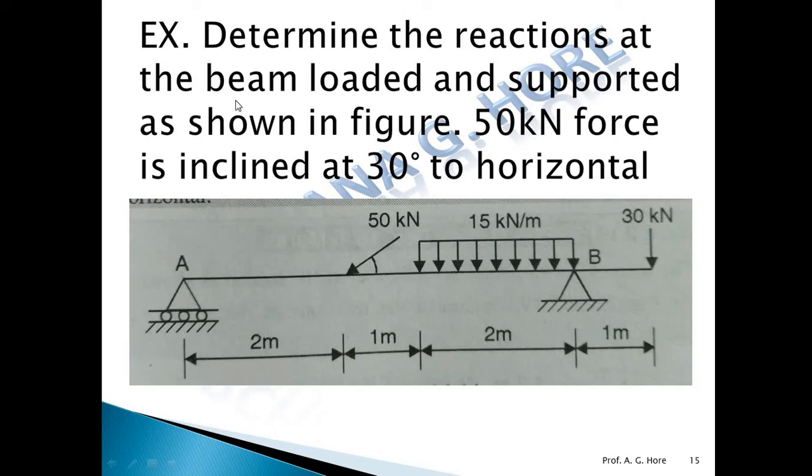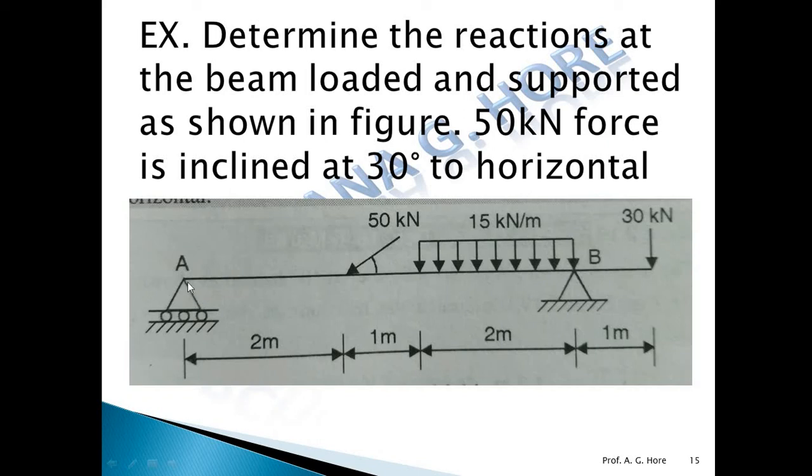Determine the reactions of the beam loaded and supported as shown in the figure. The 50 kilonewton force is inclined at 30 degrees to the horizontal. This 50 kilonewton force has an angle of 30 degrees, and there is one UDL from this point to point P. Over the span of 2 meters, the height of that UDL is 15 kilonewton per meter. B is a hinge support, A is a roller support.